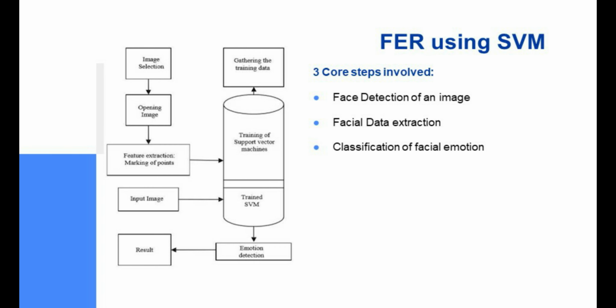The process of giving a result output emotion by using SVM can be done in the following method. There are three core steps involved: face detection in an image, facial data extraction, and classification of facial emotion. For a real-time video stream, localization is required for detection of the human face, after which we crop and grayscale the image and finally resize it into a 48 by 48 pixel size as an input to our algorithm.